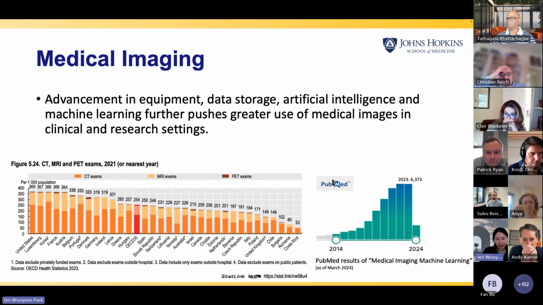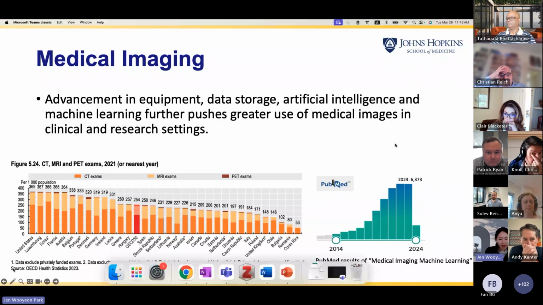Not only in the clinical setting, but there is also a rise of studies looking at medical images, especially incorporating machine learning methods. And this makes it more critical to have a standardized data model for reliable and reproducible research.